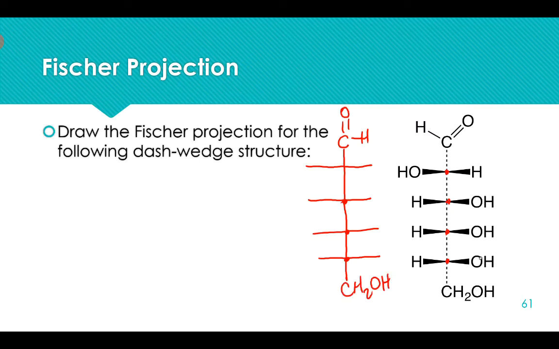Then I can go down the side and write in all my OHs as they appear in the wedge dash model. And there we have our Fischer projection. We can easily count how many chiral carbons we have. We have 1, 2, 3, 4 chiral carbons.